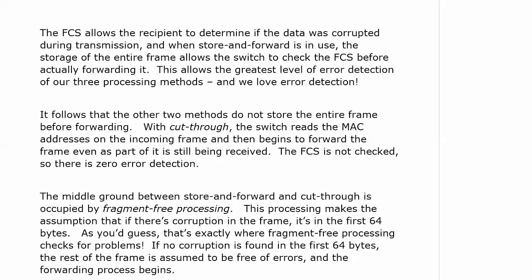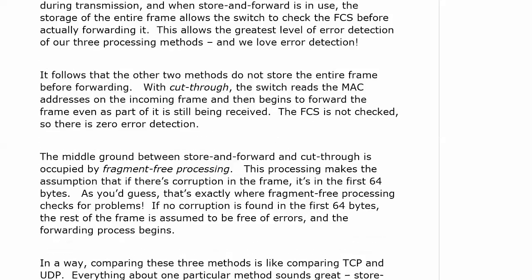And this processing makes the assumption that if there's corruption in the frame, it's in the first 64 bytes. And as you'd guess, that's exactly where fragment-free processing checks for problems. So with fragment-free, if no corruption is found in the first 64 bytes, the rest of the frame is assumed to be free of errors, and the forwarding process begins.